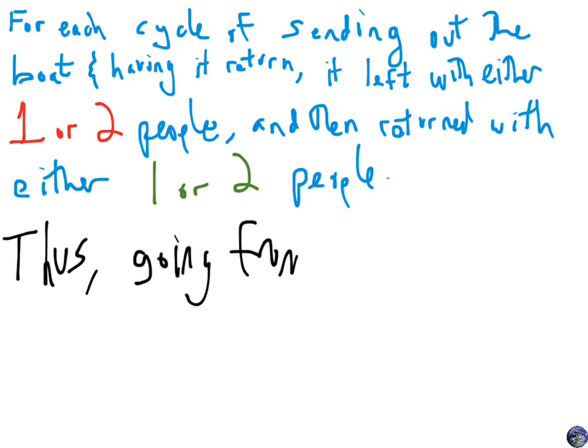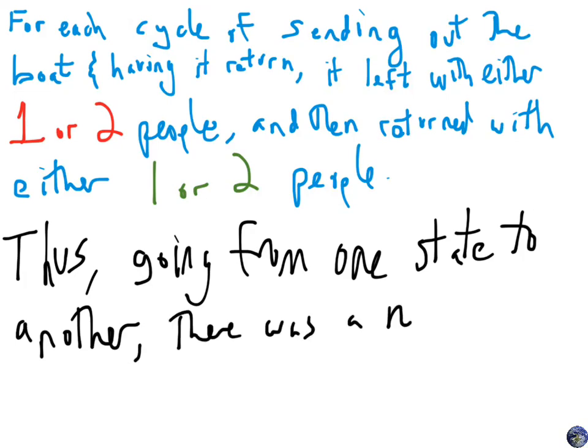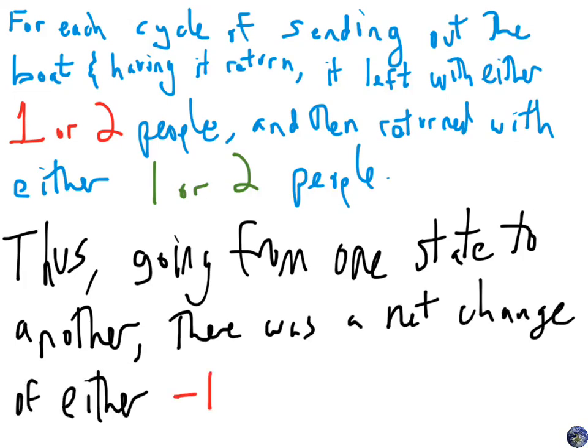Really, the only possible case is that when you go from one state to another, there was a net change of either -1 person, which could happen if you sent the boat out with 2 people and it came back with 1, or a net change of 0, maybe you sent it out with 1 and it came back with 1, or sent it out with 2 and it came back with 2, or you actually gained a person, either a pirate or an admiral, from sending the boat out with 1 and it coming back with 2. So the key thing to take from this is that whatever the net change is going from one point to another, the total number either changes by -1, 0, or +1.